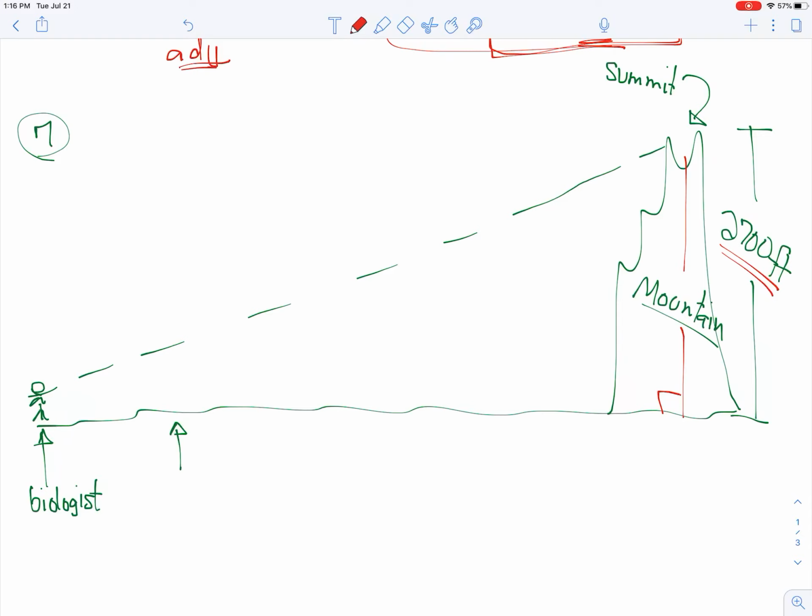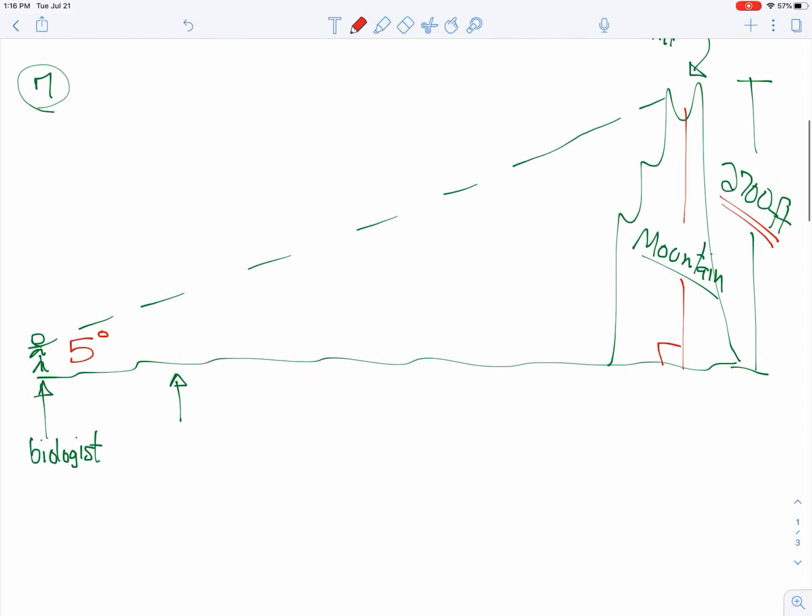The biologist looks at the summit of the mountain with an angle of elevation of 5 degrees. So here's the biologist, and she says, okay, I'm looking up, and it's 5 degrees. The question is, how far from the mountain is she? And you have 234.9. Let's see.